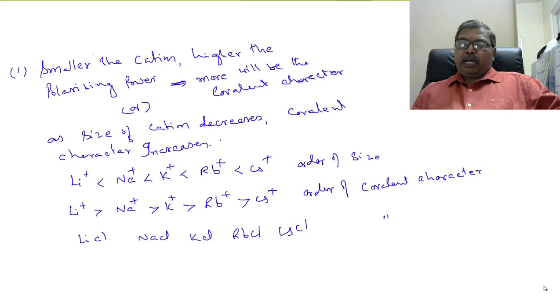Order of covalent character. See, in all these compounds, Cl minus is the anion. Therefore, covalent character does not depend on Cl minus. So, covalent character depends on cation. In LiCl, cation is Li plus. Similarly, NaCl, Na plus, potassium chloride, K plus, rubidium chloride, Rb plus, cesium chloride, cesium plus.